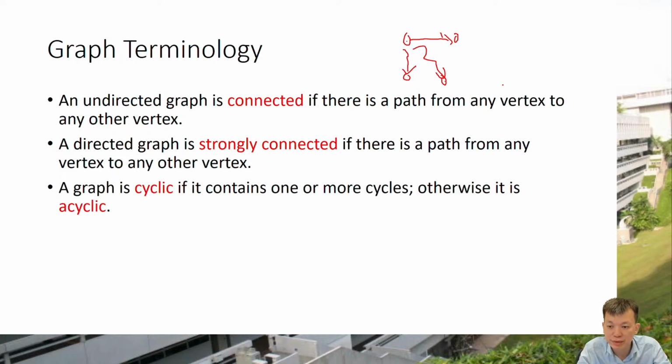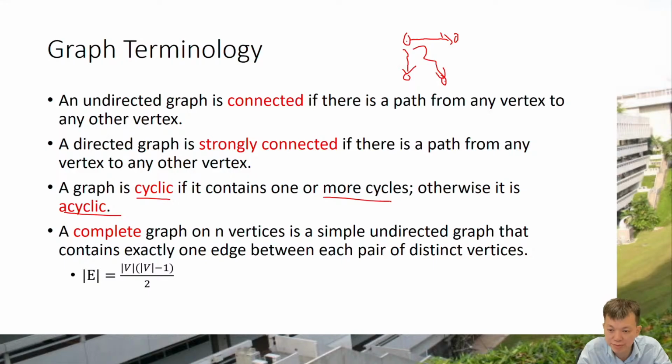A graph is cyclic if it contains one or more cycles. Otherwise, it is acyclic. A tree is one example, where there is no cycle. As long as you can find one cycle, it is no longer a tree. It's a cyclic graph.